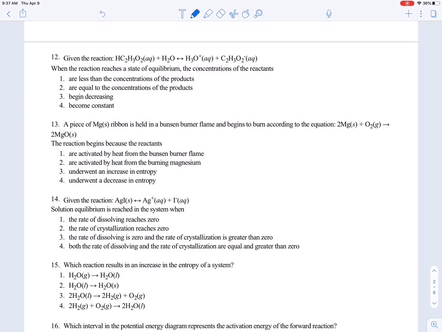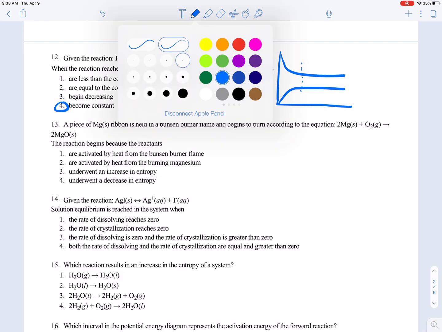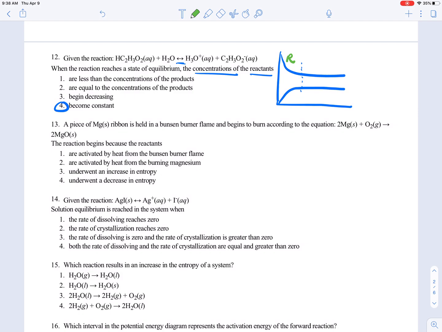Number 12, when this reaction reaches a state of equilibrium, the concentrations of the reactants would become constant. And you saw this in the lab activity that I had you do with the graph, that your graph ended up looking like this. At this point, they established equilibrium. And it's not because this was our reactant amount getting smaller and our product amount getting bigger. They didn't come together and match. It's possible that a reaction could reach equilibrium where the amounts are the same, but they don't have to be. It's the fact that they remained constant.